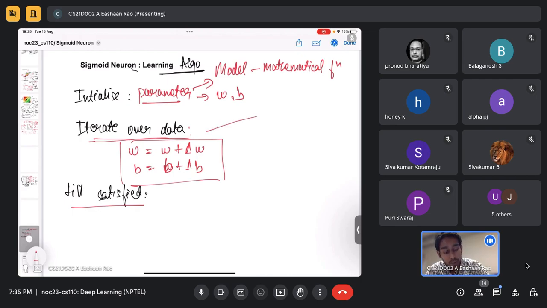We can iterate in three different ways. One way is to say the number of times we want to iterate over the data. The second way would be to iterate till a certain value of w that you want to achieve. I don't remember the second point, so let's talk about the third point right now.